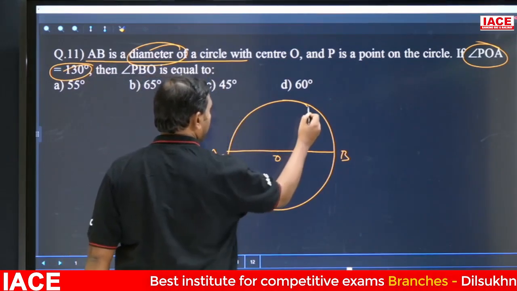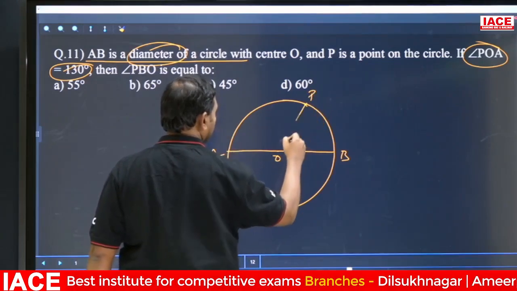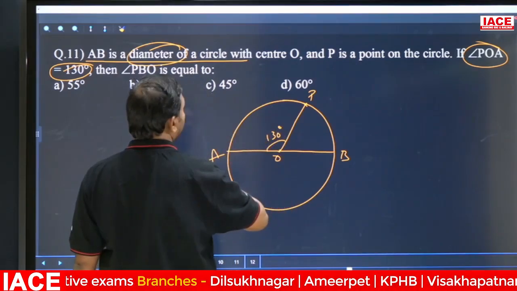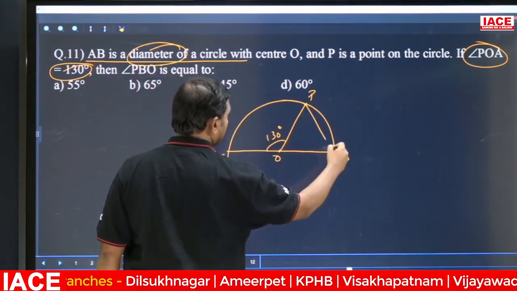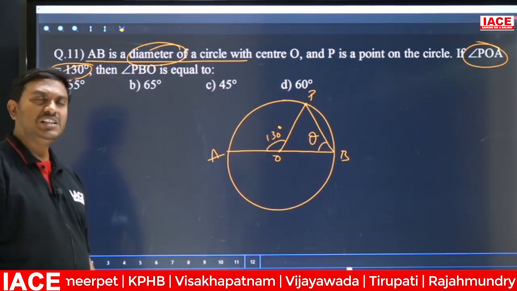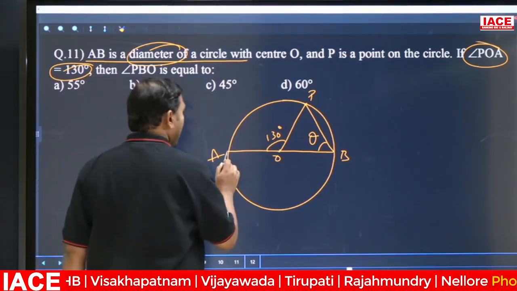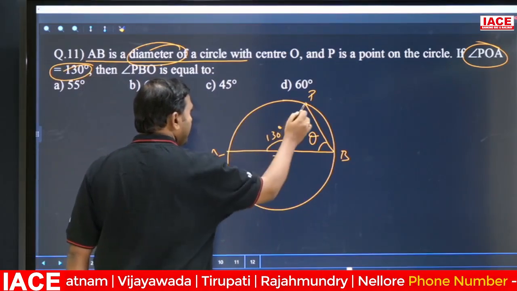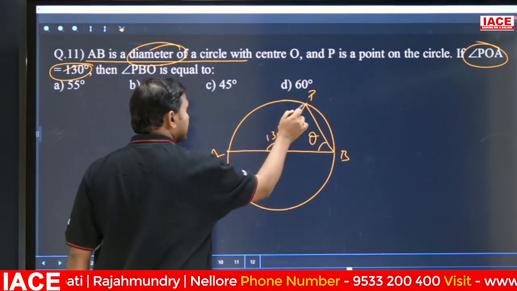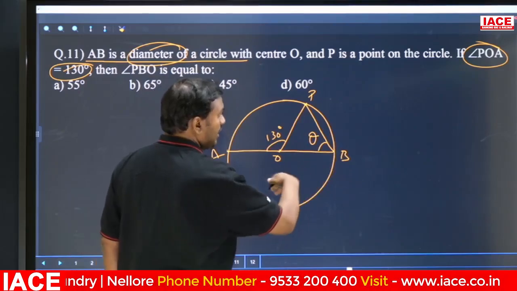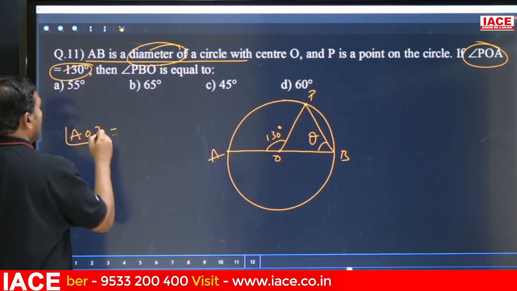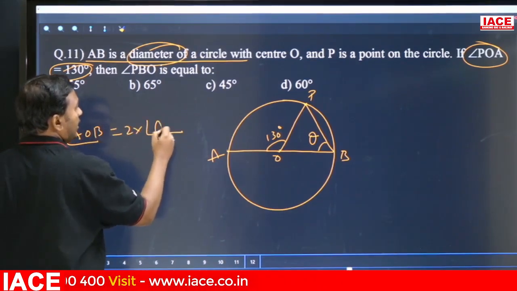POA is 130 degrees. Then find angle PBO. Well, we have to find this theta value. Very simple. Degree measure theorem. What does the degree measure theorem say? The angle made by a chord at the center is always double the angle made by the same chord on the alternate segment. That means angle AOP equals 2 times angle ABP.